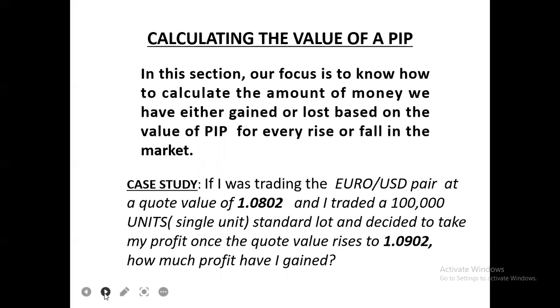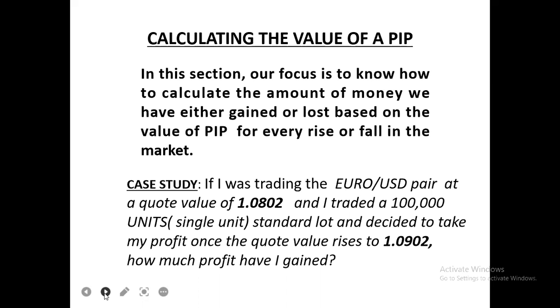So if I was trading the euro versus dollar pair at a quote value of 1.0802, and I traded 100,000 units, which is a single unit standard lot, and decided to take my profit once the quote value rises to 1.0902, how much profit have I gained? If while I was looking at the trade market and kept observing the change in the trend, the change in the quote, and the increment got to this point, 1.0902, and I decide to stop my trading there and take my profit there, how much will I have gained?